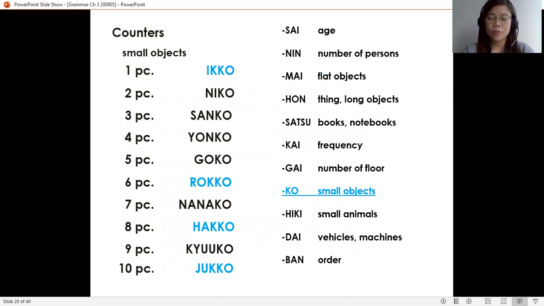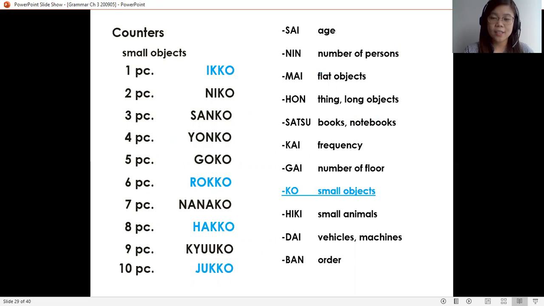So next, moving on to ko for your small objects. So here the special sounds are in 1, 6, 8, and then 10. Okay, so for the special sounds, we have ikko, rokko, hakko, and jukko. Okay, so next let's try to count from 1 to 10 for our familiarization. So ikko, niko, sanko, yonko, goko, rokko, nanako, hakko, kyuko, and jukko.